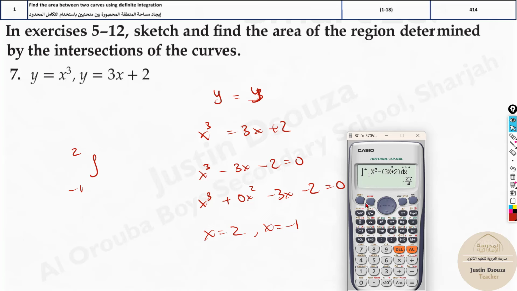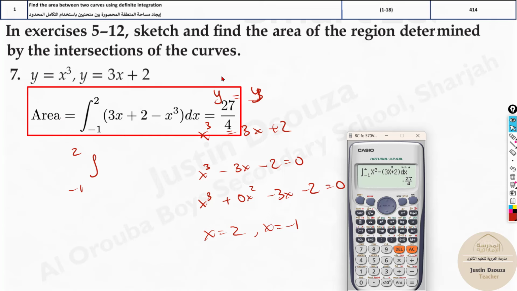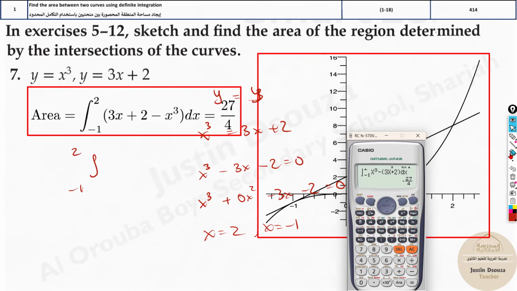-27/4, but ignore the negative sign because this is the lower and upper function. You don't need to bother about that. Only take the value. It should be 27/4. You can see that's the answer. Here's the graph.